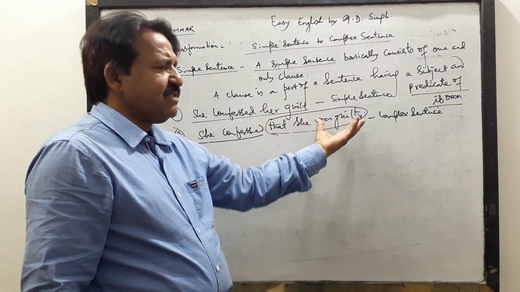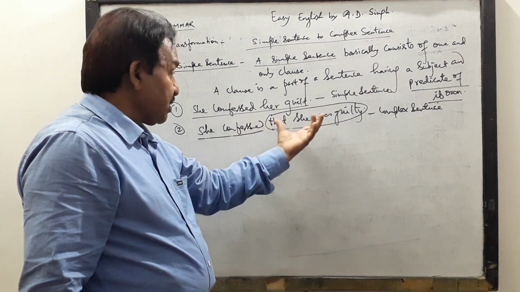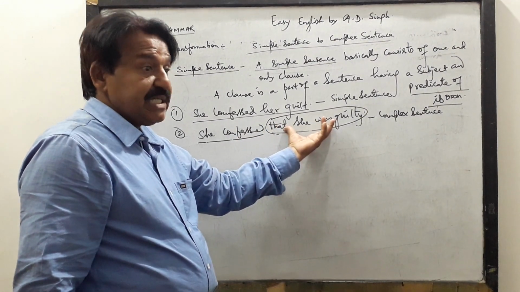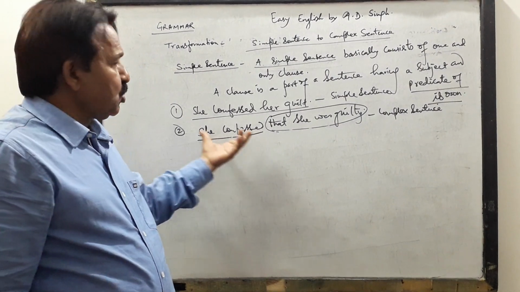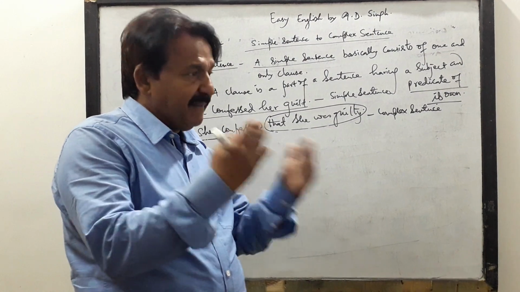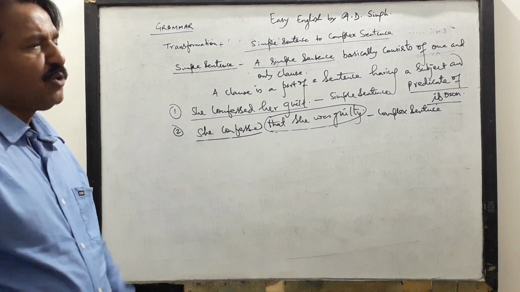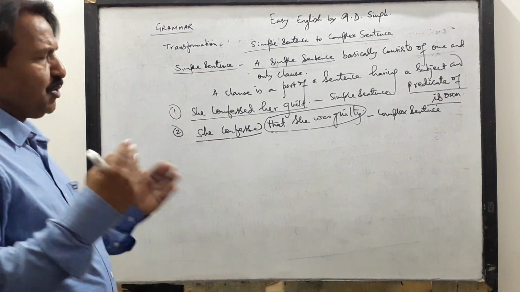But if you say that she was guilty, certainly it depends upon she confessed. Because the subordinate clause does not have complete meaning unless we talk about the main clause. So the main clause is an independent clause. Which one is a dependent clause? Subordinate clause. Now we will talk about transformation, simple to complex.